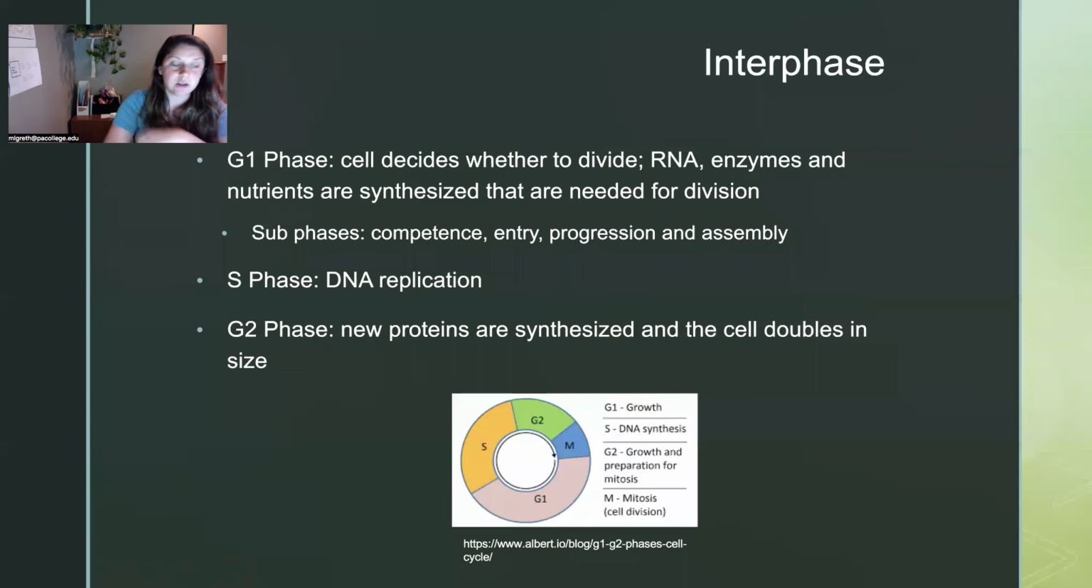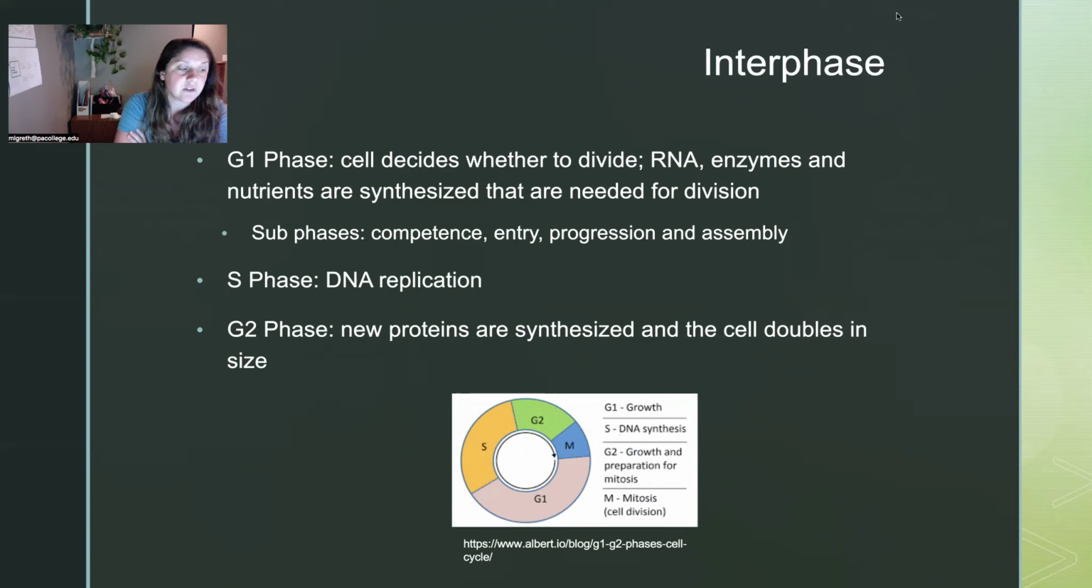So interphase. Interphase is when the cell decides whether to divide. Enzymes and nutrients that are needed for the division are synthesized. The duration is variable depending on the nutrients available and the type of cell being divided. This is also when cells are going to be making the most proteins.